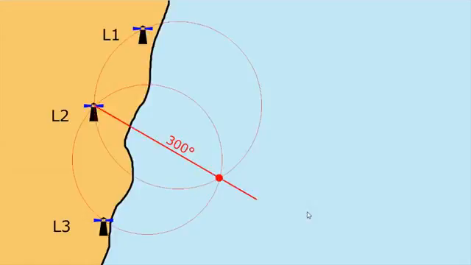You could tidy this fix up even further and get another reference like a bearing. Say you have a bearing of 300 degrees to L2, draw that through, and that even more confirms your exact location. So while we thought that we were up in this position here, it turns out that we're actually down here quite a bit further.